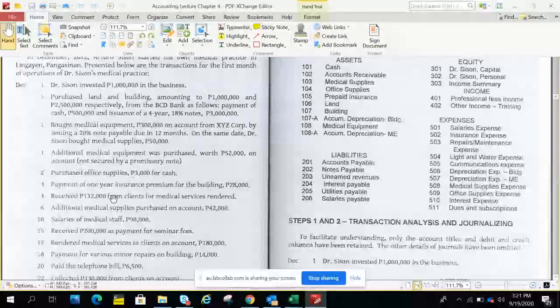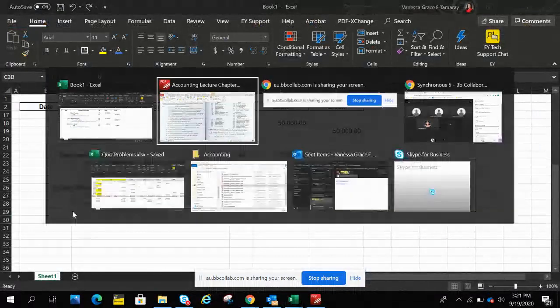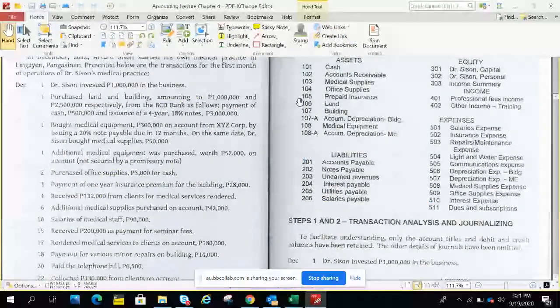Pero para sa akin, huwag natin gayahin yung book. Okay. Ang gagawin natin is, i-record natin ito lahat as prepaid insurance. Kasi payment of 1-year insurance premium for the building, 28,000 pesos. Huwag natin gamitin yung insurance expense. Prepaid insurance gawin natin.